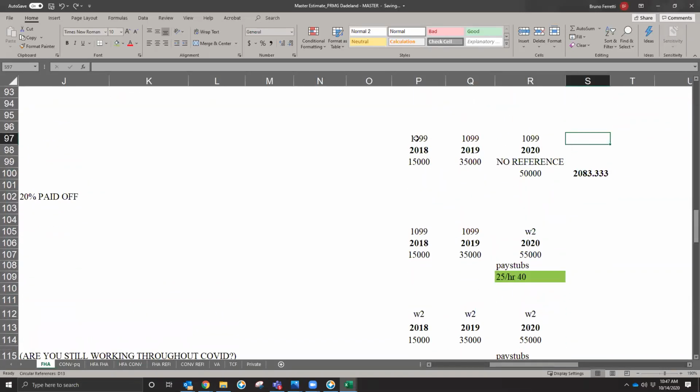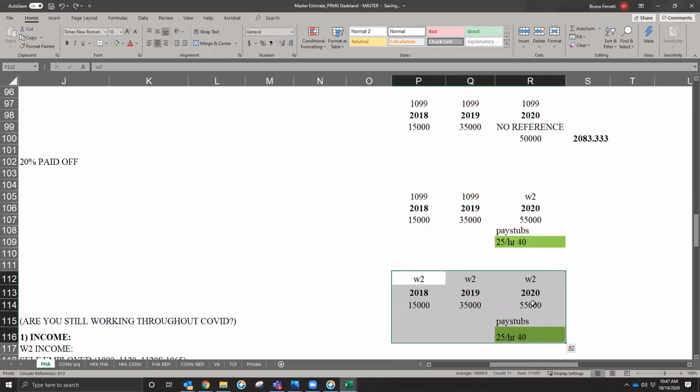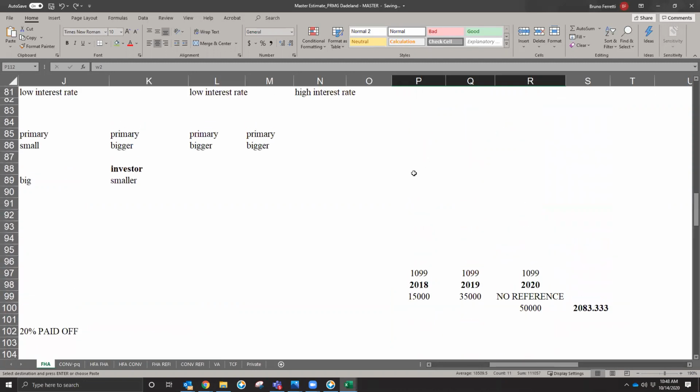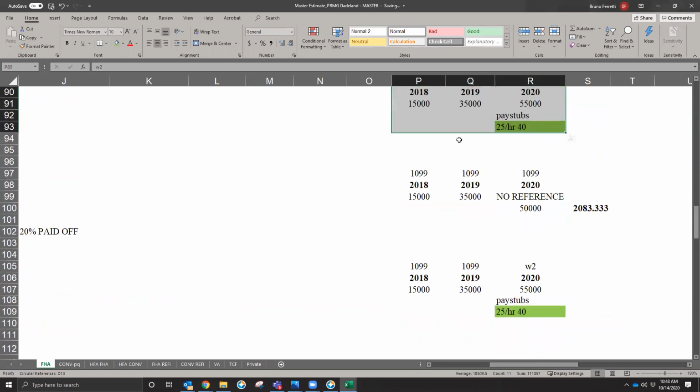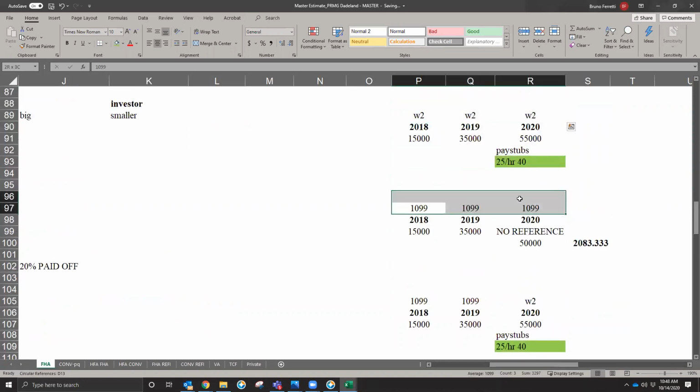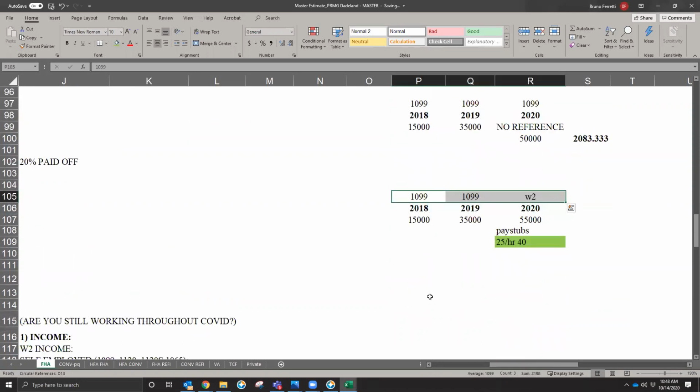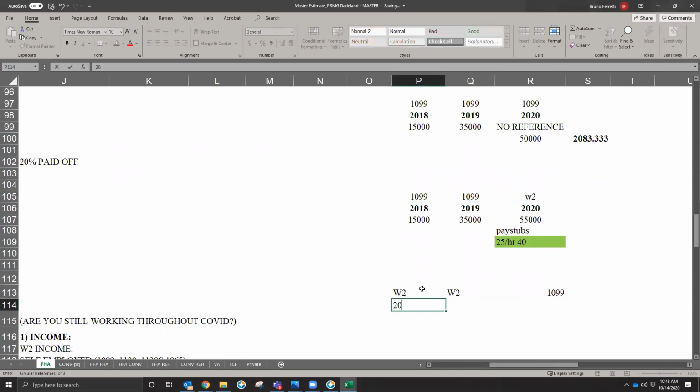One last little scenario. So here we have all 1099. Here we have all W-2. Here, let me actually move this around a little bit. Organize this for you guys. Here we have all W-2. So all W-2, all 1099. Here we have 1099 to W-2. And the tricky one, W-2, W-2, 1099.